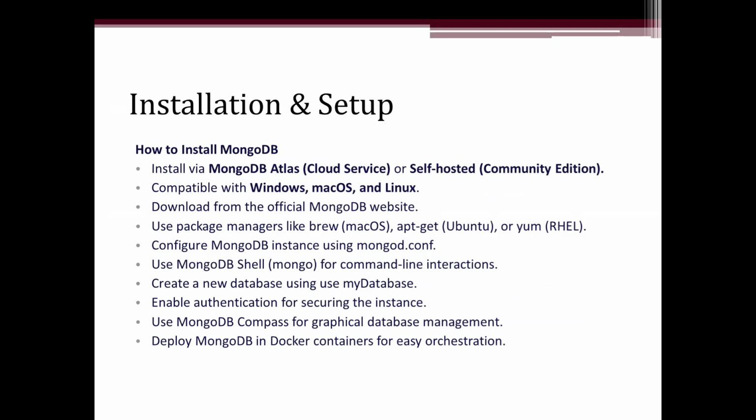The installation of MongoDB can be done as follows. The first step is to install MongoDB Atlas or the self-hosted edition, the community version. It's compatible with all operating systems, so it can be downloaded from the official MongoDB website. Users can use package managers like Brew or apt-get for different operating systems. Then MongoDB instances can be configured using the mongod.conf file, and the MongoDB shell can be used for command-line interactions.